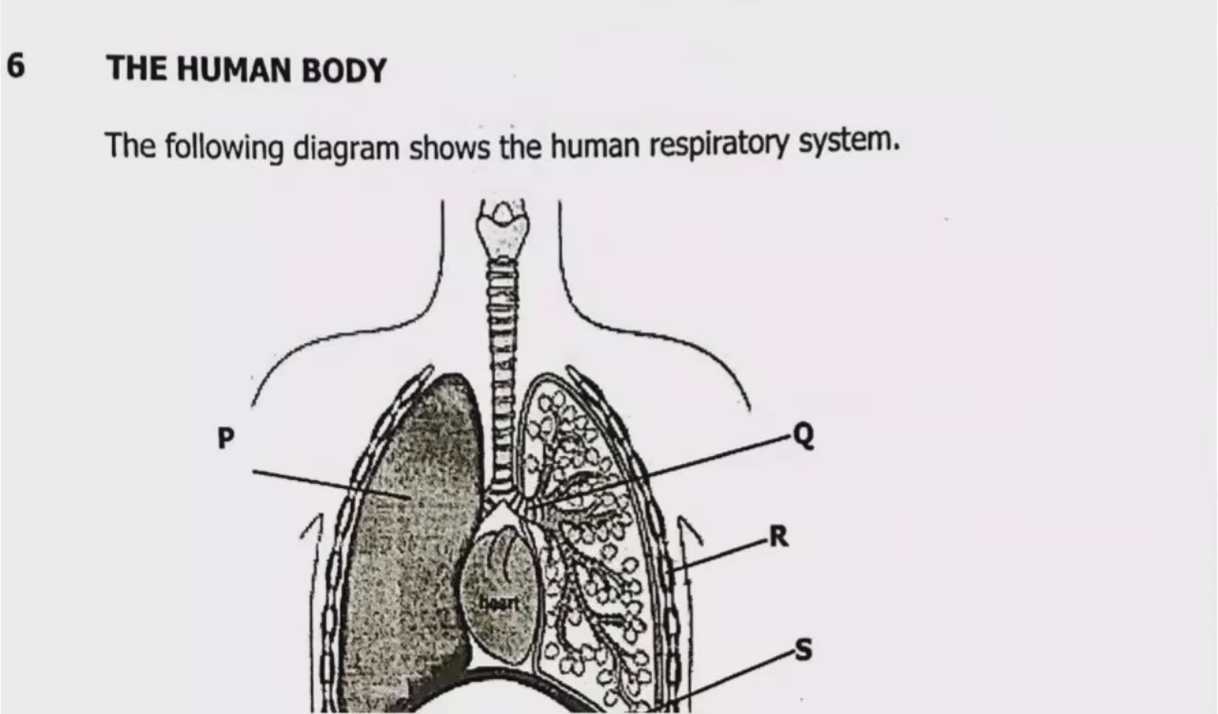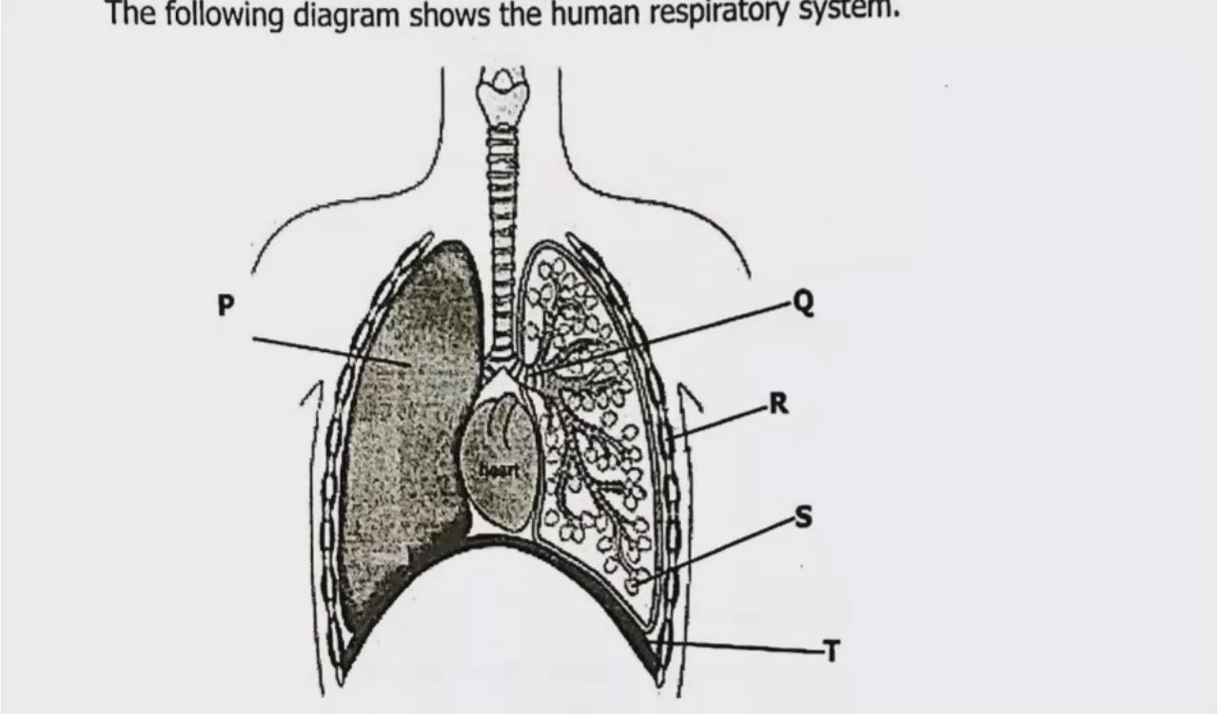We come to question 6. Question 6 is as follows. It is coming from the topic of human body, and the question goes like this. The following diagram shows the human respiratory system. Okay, so you can take time and start the diagram.